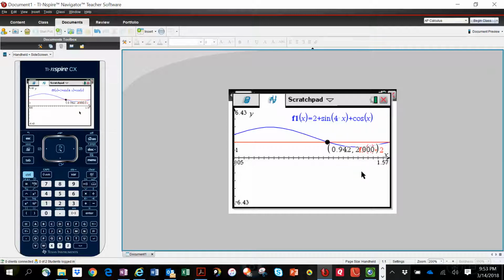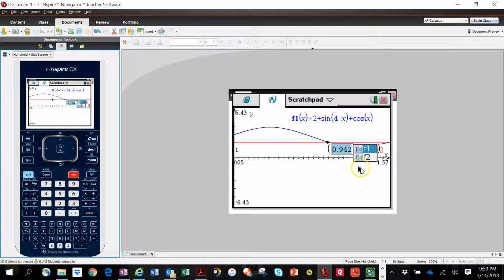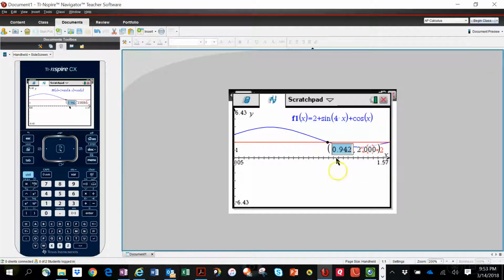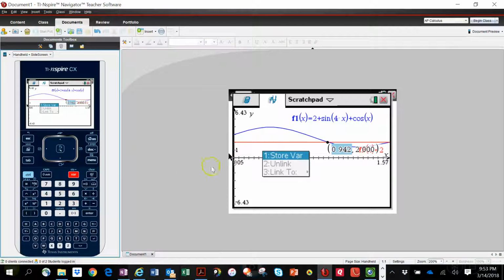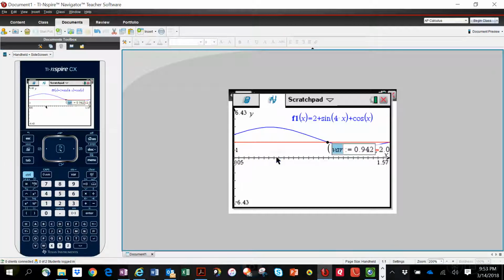The intersection is at theta approximately 0.942. All right, I know because of what we're going to do next that we need this value, so I'm going to go over to var, 0.942. I'm going to click on it once, var, store var, and save it as something. I'm going to call it A.